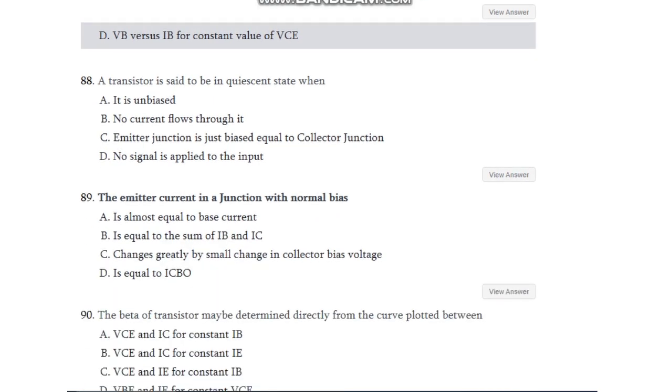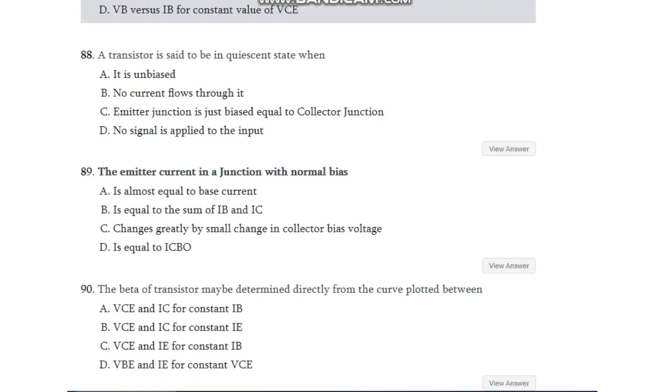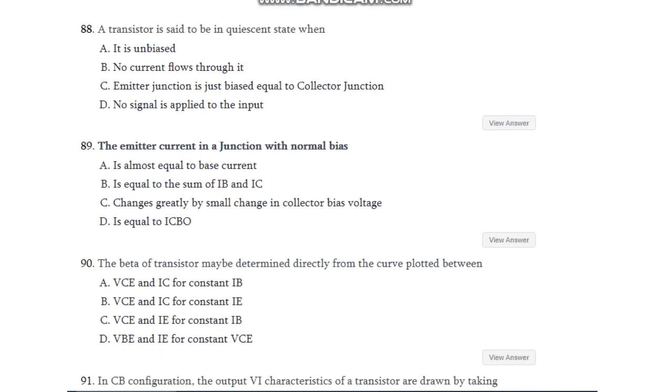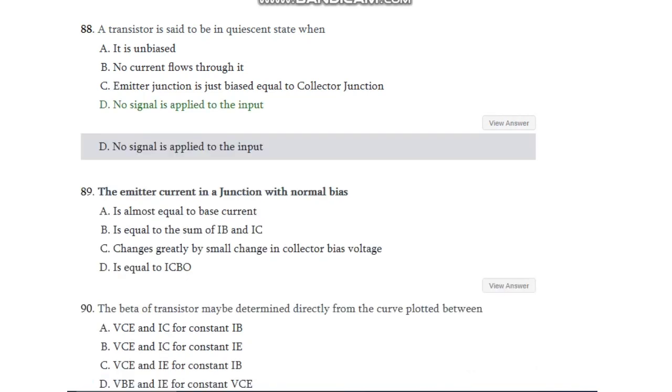Question number 88: a transistor is said to be in quiescent state when it is unbiased, no current flows through it, emitter junction is just biased equal to collector junction, no signal is applied to the input, and the answer is D, that is transistor is said to be in quiescent state when no signal is applied to input.